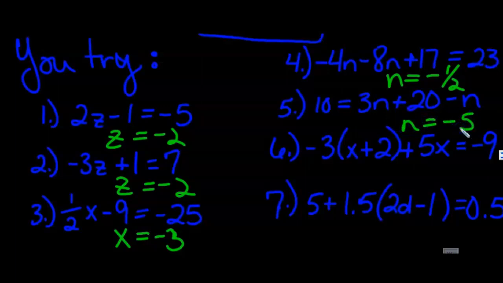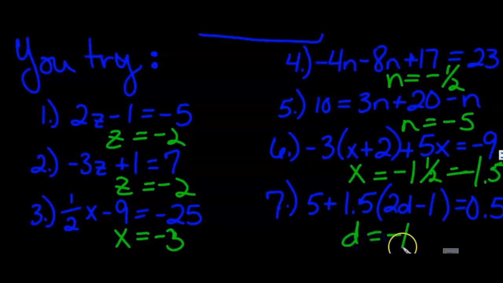Number 6, we have x equal to -1 1/2. Okay. Number 7, what was nice about number 7 is those decimals, they really canceled themselves out. So it was really nice because we ended up with d is equal to -1.